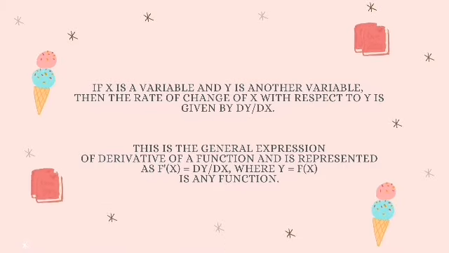If x is a variable and y is another variable, then the rate of change of x with respect to y is given by dy over dx. This is the general expression of derivative of a function and is represented as f prime x equal to dy over dx, where y equal to f(x) is any function.